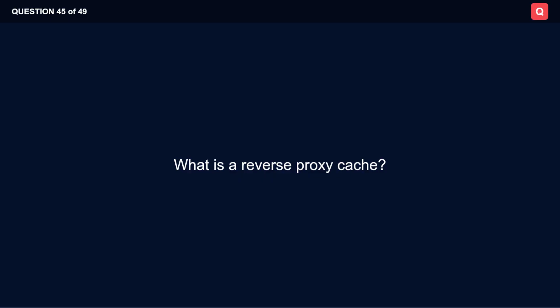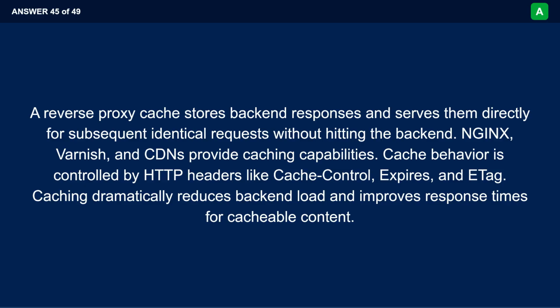What is a reverse proxy cache? A reverse proxy cache stores backend responses and serves them directly for subsequent identical requests without hitting the backend. NGINX, Varnish, and CDNs provide caching capabilities. Cache behavior is controlled by HTTP headers like cache control, expires, and etag. Caching dramatically reduces backend load and improves response times for cacheable content.